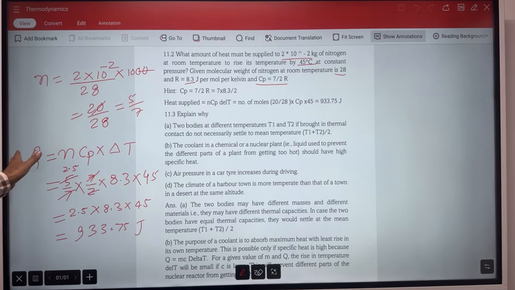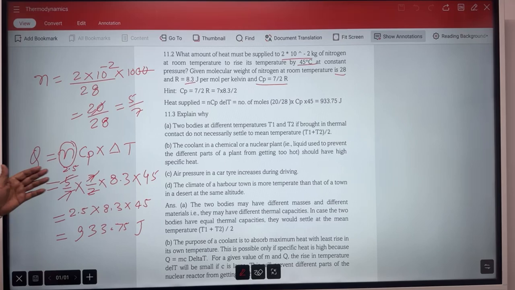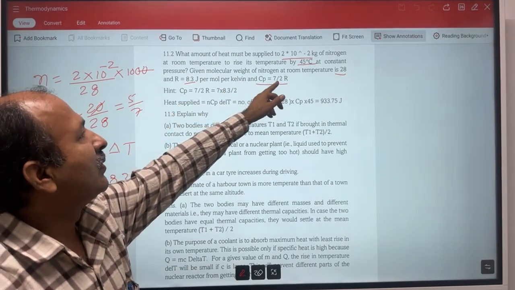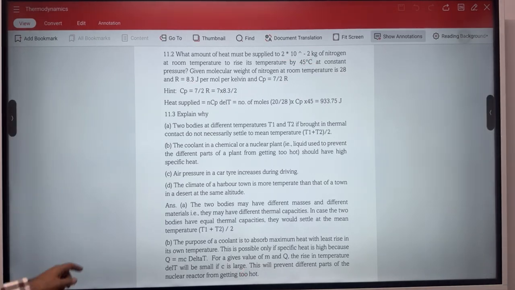Q equal to mc delta T generally we apply, but here it is given in mole, in that case this is also specific heat at constant pressure given in our question. Here it said Cp equal to 7 by 2R, and that we have used here to get the answer, right? So let's take next question.